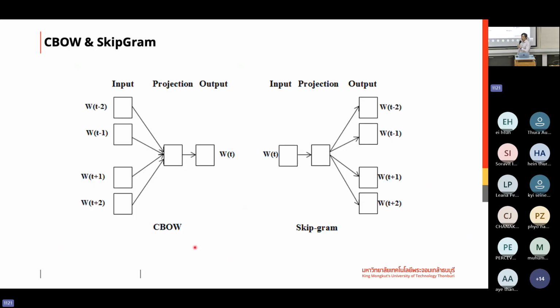There are two ways. I think the one that is quite more popular would be the second one here. The first one is that you have contextual words, and from these contextual words you try to predict the word WT. This is called CBOW. I don't remember the full name, but the idea is to predict the center one. And then skipgram: you use the input, project it, and predict what should be the words around there.